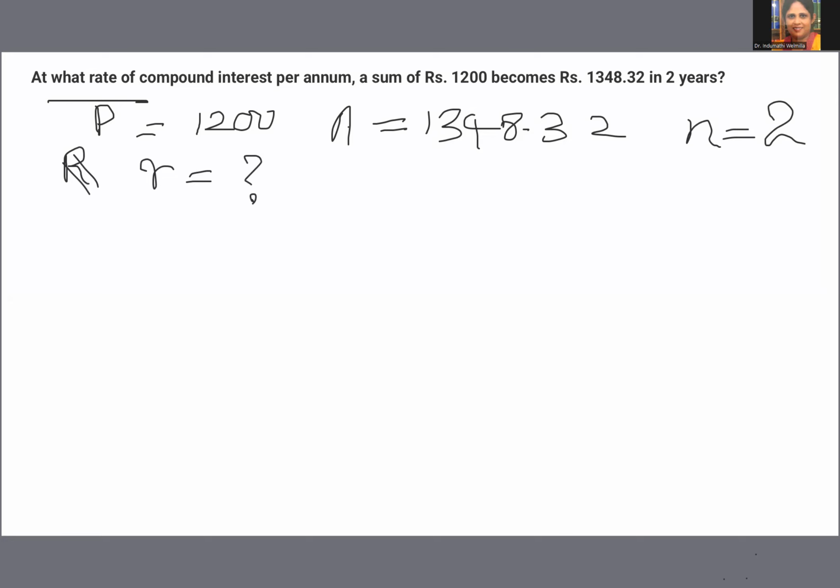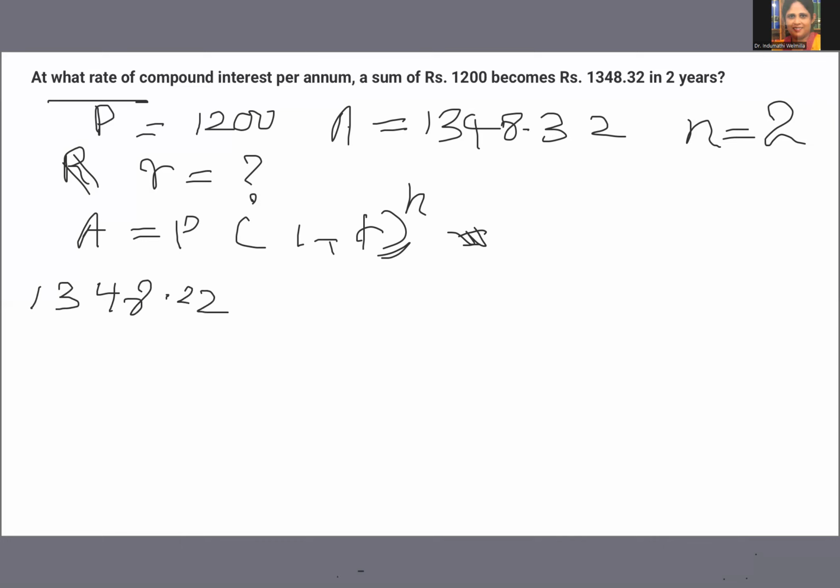But you can do this with the same formula that we discussed, because our formula is A equal to P times 1 plus R to the power N. So when we apply these, here A means 1,380.48 equal.